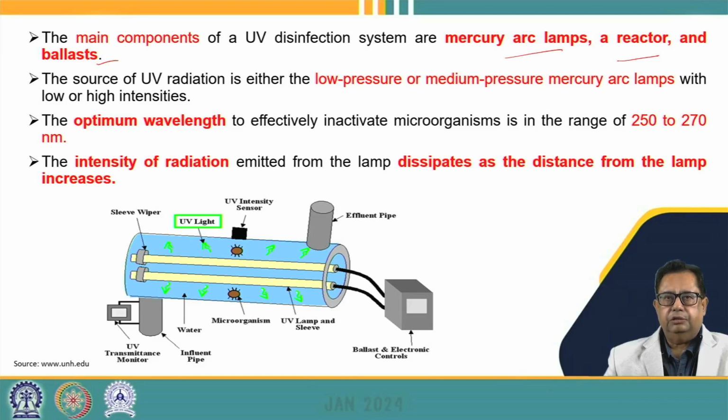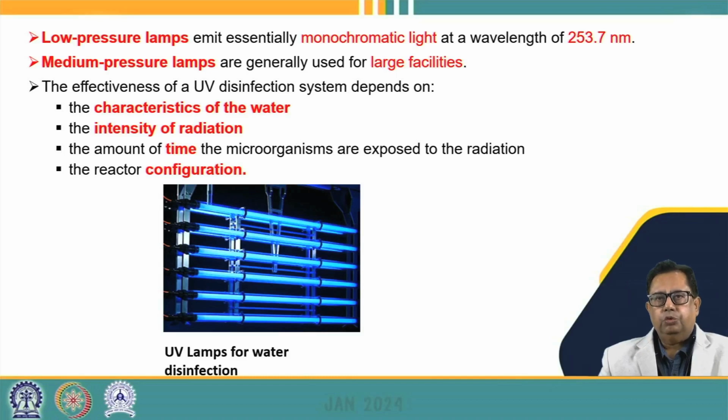Here the UV radiation is either from low pressure or medium pressure mercury arc lamps, which have low intensity or high intensity. So the low pressure UV lamps generate low intensity, whereas the medium pressure mercury lamps generate high intensity. The optimum wavelength to effectively inactivate the microorganisms is in the range of 250 to 270 nanometers, and the intensity of the radiation emitted from the lamp dissipates as the distance from the lamp increases. This means that as the water depth or the thickness of the water around the UV lamp increases, the distance from the lamp also increases, which dissipates the intensity of the UV radiation. So low pressure lamps emit monochromatic light at a wavelength of nearly 253.7 nanometers, whereas medium pressure lamps are generally used for large facilities.